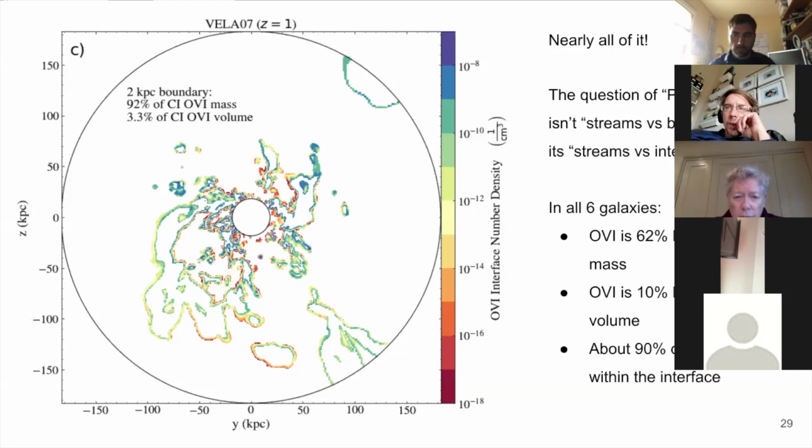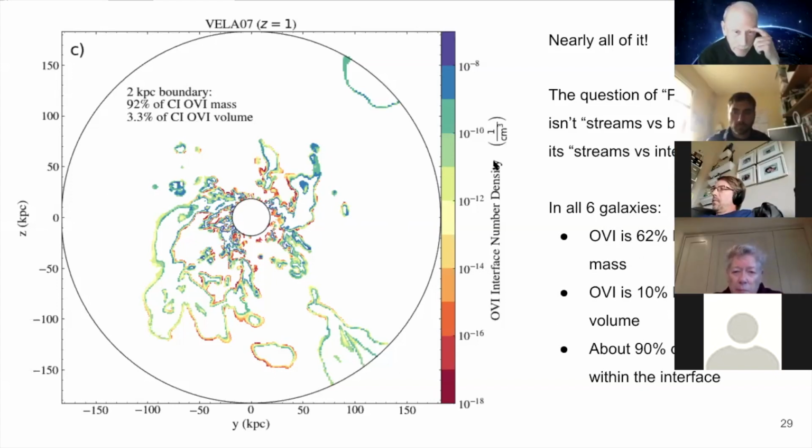So the question of PI and CI isn't streams versus bulk. We already said streams would completely dominate that, but it's streams versus these thin interface layers on the outer edge. If we take all 6 galaxies, the way I calculate things on the interface layers is I tag any cell that itself counts as CI, but which is within 2 kiloparsecs of a cell that counts as PI. When we do that, about 90% of all the CI oxygen 6 is inside these interface layers, which end up being about 1/3 of the total oxygen 6 mass in the galaxy. Photoionized gas takes up about 10% of the volume and 90% is collisional.